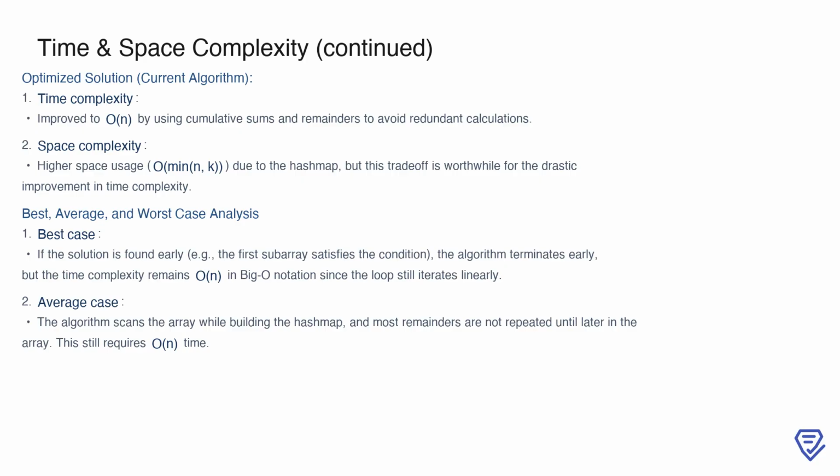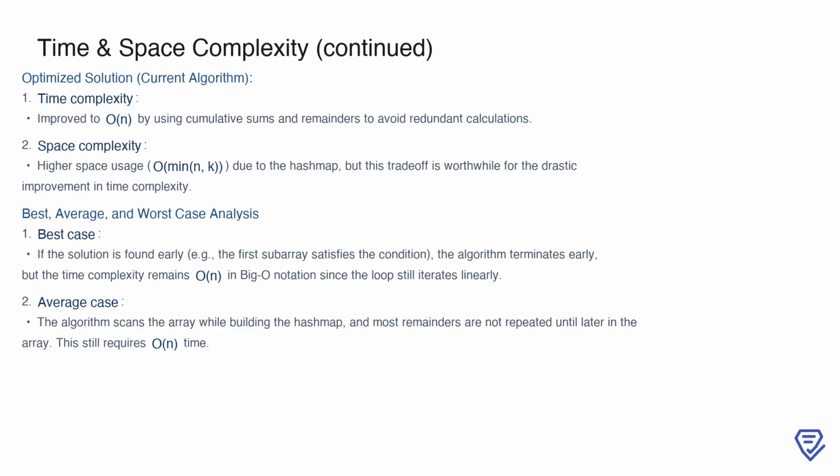Now, let's analyze the best, average, and worst-case scenarios of the optimized algorithm. In the best-case scenario, the solution might be discovered early, such as when the first subarray meets the divisibility condition. While the algorithm can terminate early in such cases, its big O time complexity is still O(n), because we analyze the entire loop in terms of its linear growth. In the average case, the algorithm typically scans through the array, building the hash map as it goes.